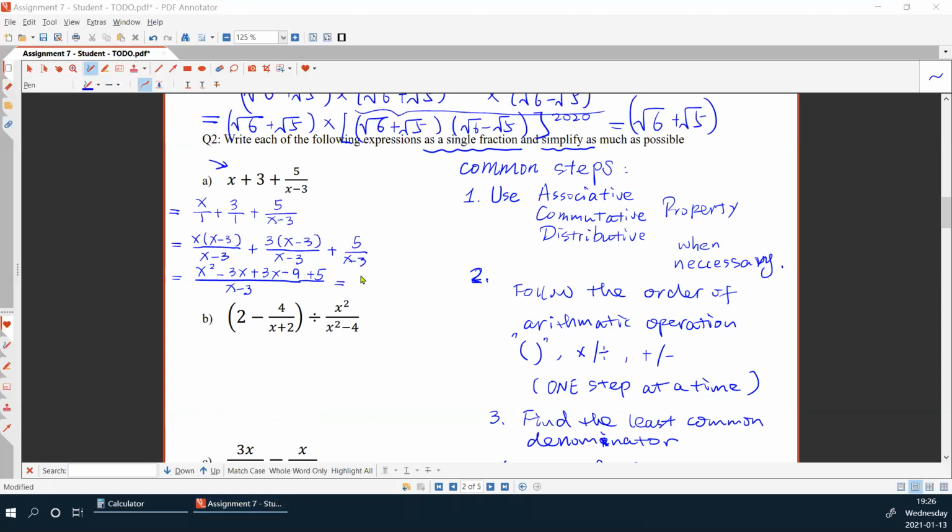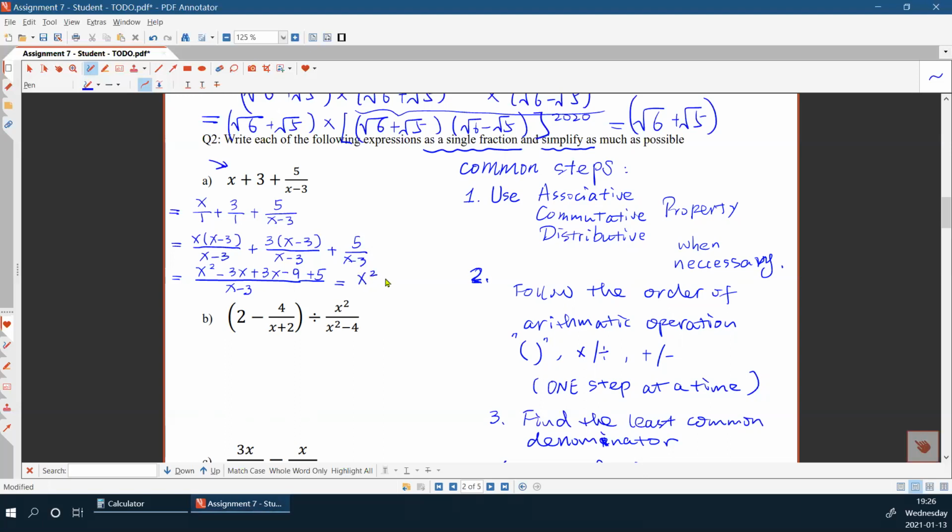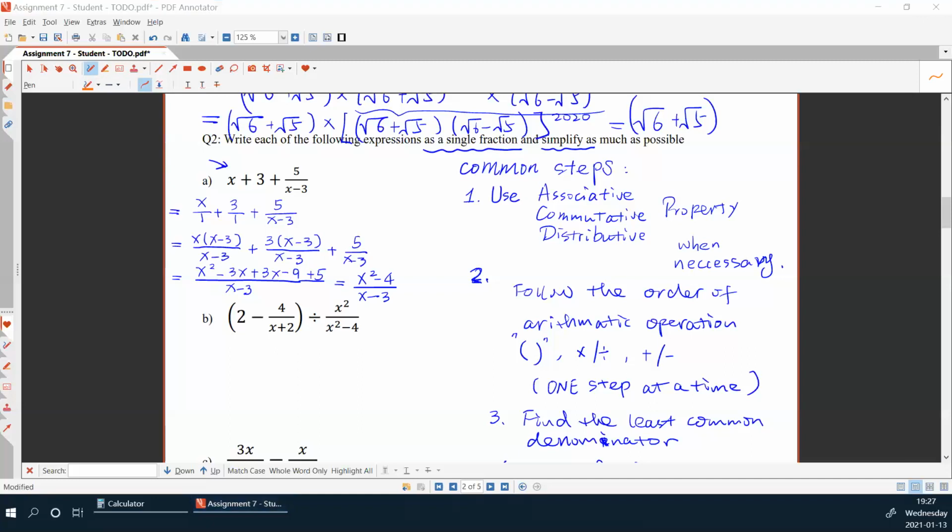So this becomes x squared minus 4 over x minus 3. This is the final result, right? Any questions? No? All right. What's the problem? Oh, I see. No question, right? Okay.